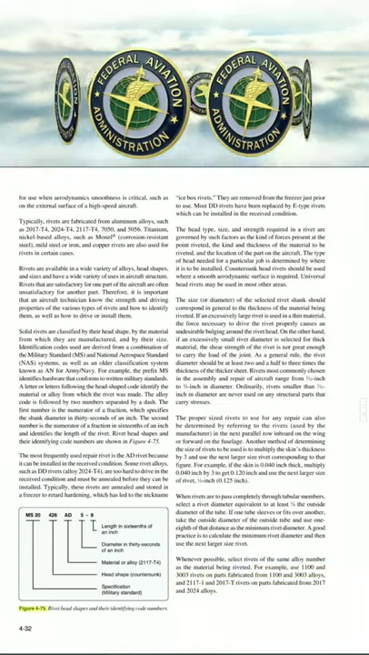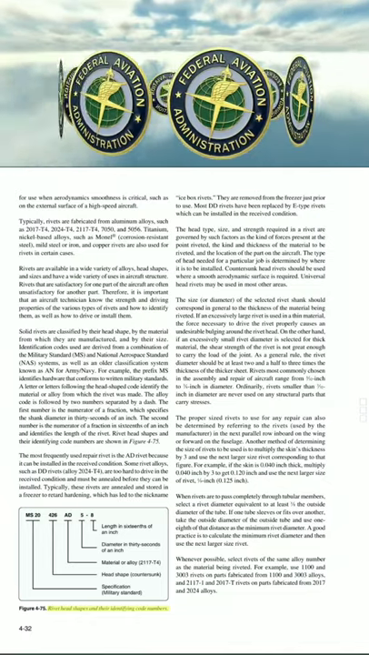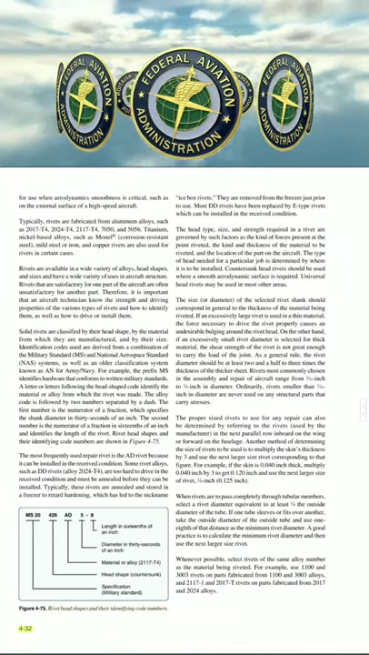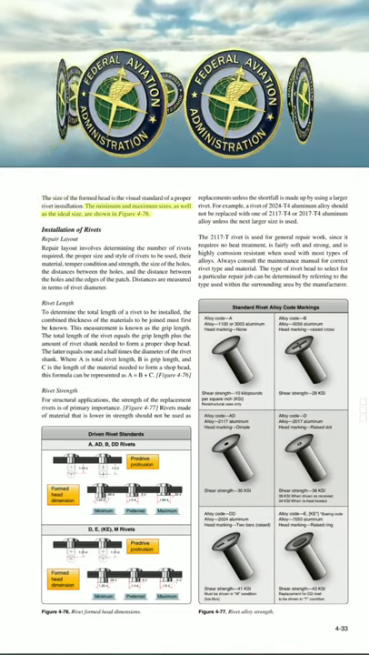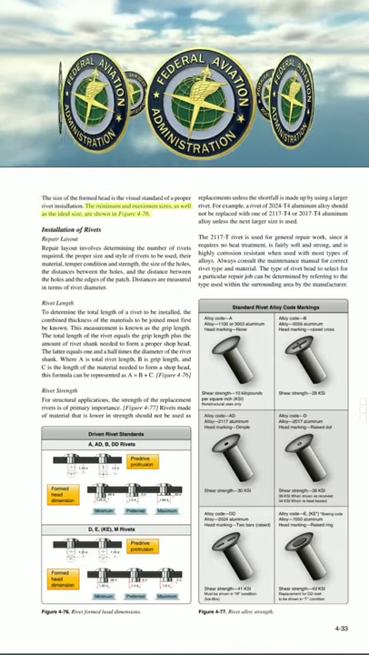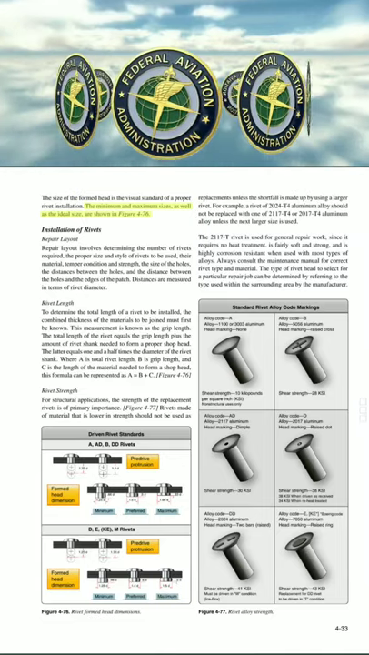Figure 4-75. Rivet head shapes and their identifying code numbers. 4-32. The size of the formed head is the visual standard of a proper rivet installation. The minimum and maximum sizes, as well as the ideal size, are shown in Figure 4-76.